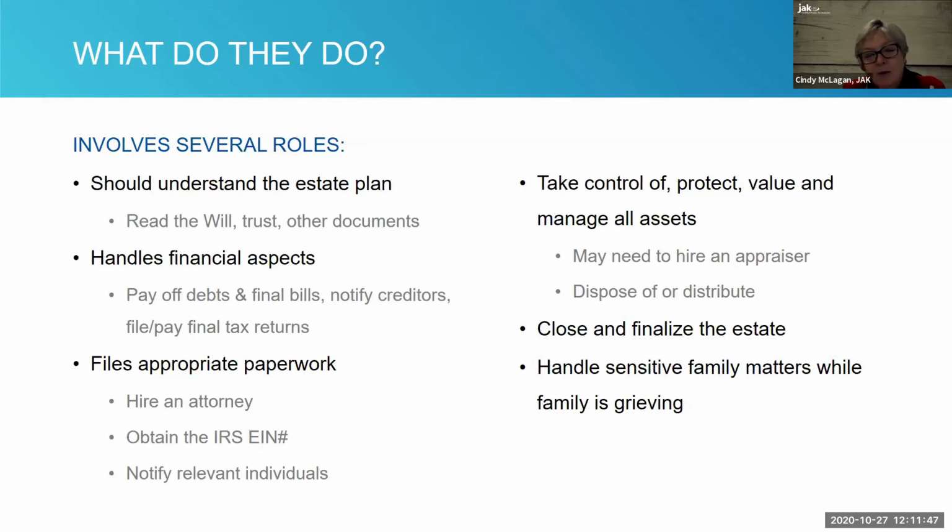Another thing that a personal rep does, and this is very important, is handle family sensitive matters for a family while they're grieving. This is one of the hardest jobs, because when a family is grieving the death of a loved one, frequently they're very sensitive, and any little thing can set them off. So somebody who needs to handle this, it's a very important job.